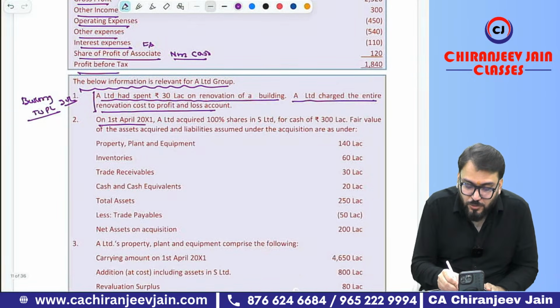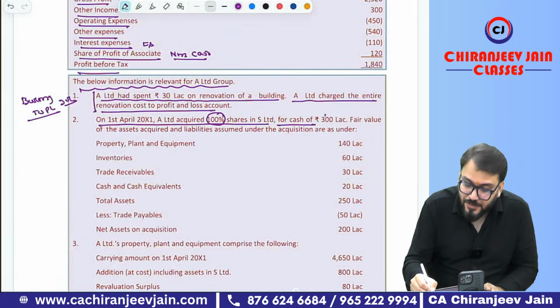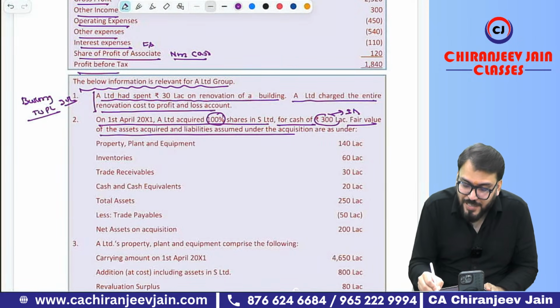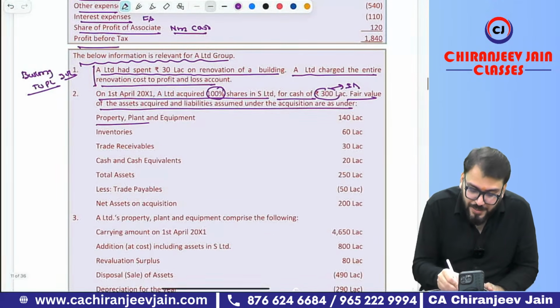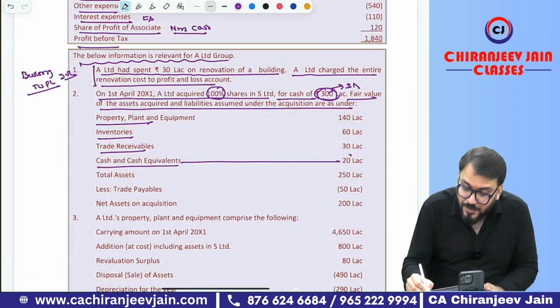Then on 1st April 2001, A Limited acquired 100% shares in S Limited. Means control is obtained for cash 300 lakh. Of course, this is investing activities. Fair value of asset acquired and liability assumed under the acquisition are as under: PP, inventory, PR, trade receivable, cash and cash equivalent. So 300 paid, and how much cash and cash equivalent received?